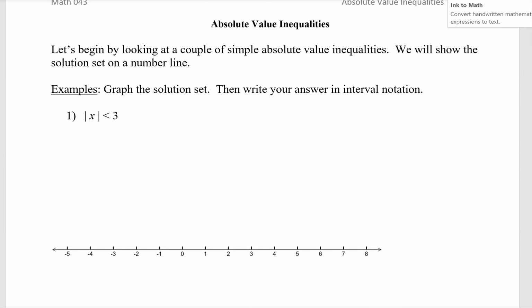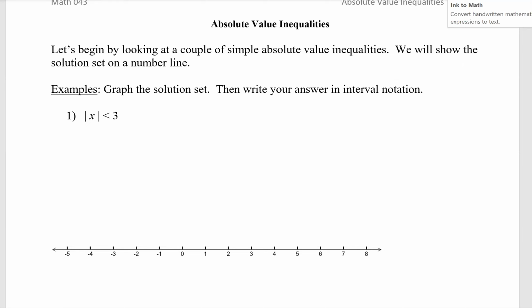Well, it's time to learn about absolute value inequalities. Let's begin by looking at a couple of simple absolute value inequalities. We will show the solution set on a number line. Graph the solution set, then write your answer in interval notation.